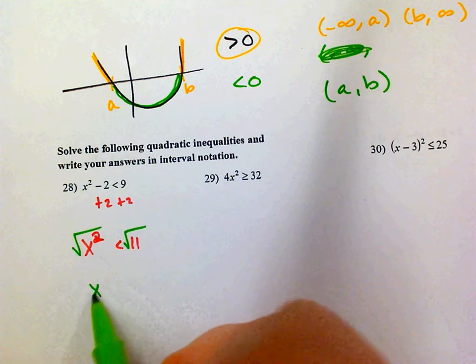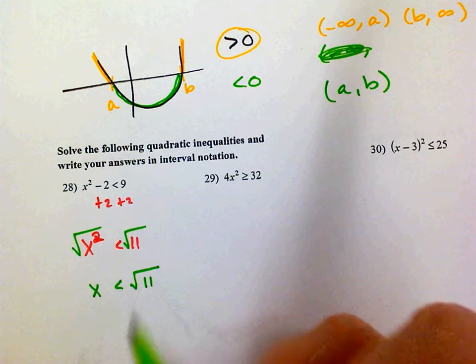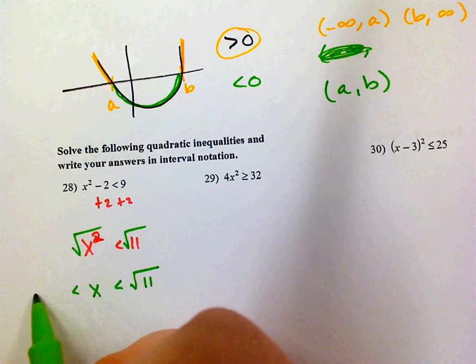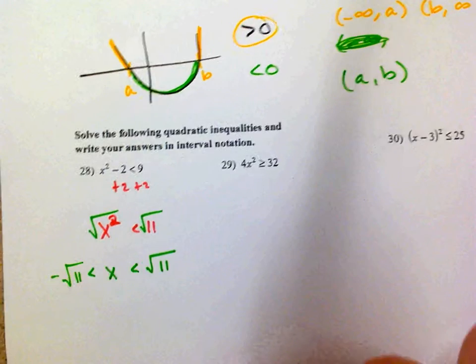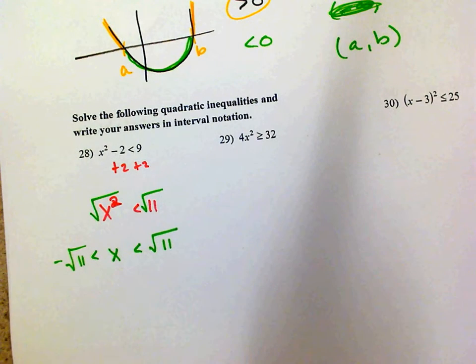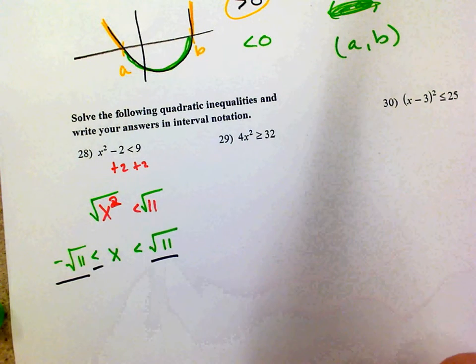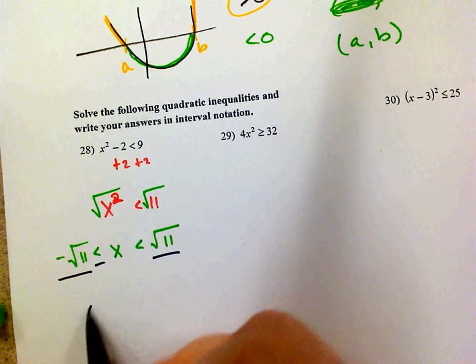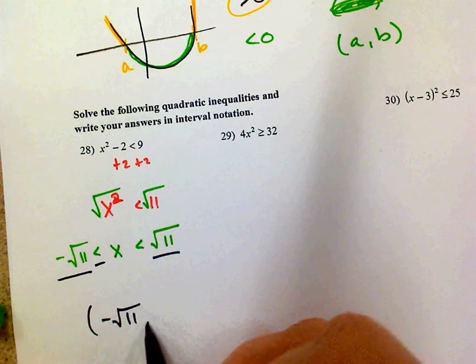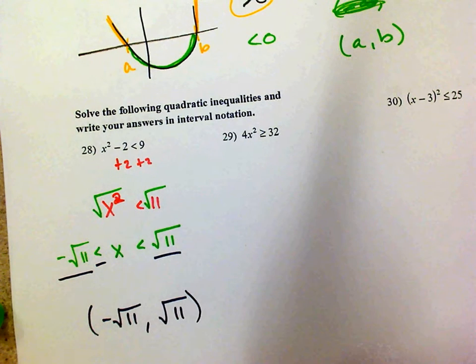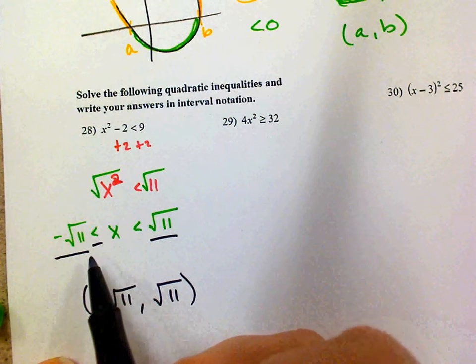Now, you just ask yourself, does this make sense? Is the negative square root of 11 less than the positive square root of 11? And if it does make sense, then it's between the two numbers. I use parentheses because it doesn't equal to. It's not including. It's just the less than or greater than, okay?